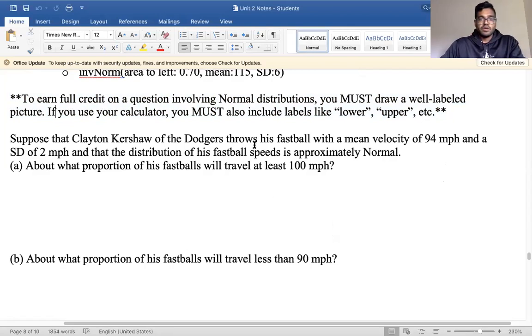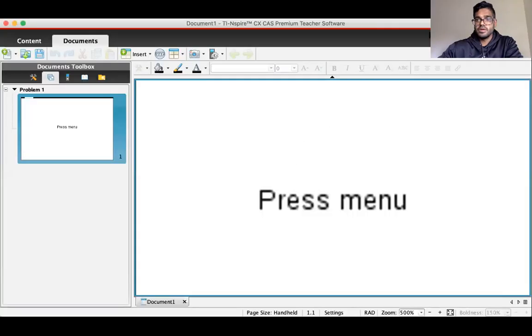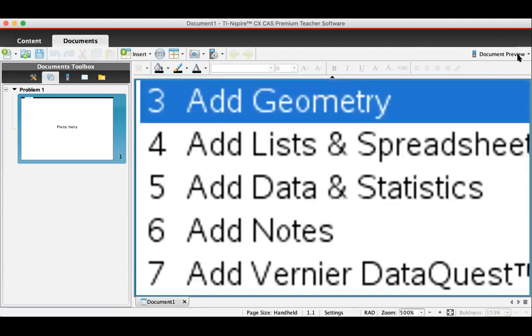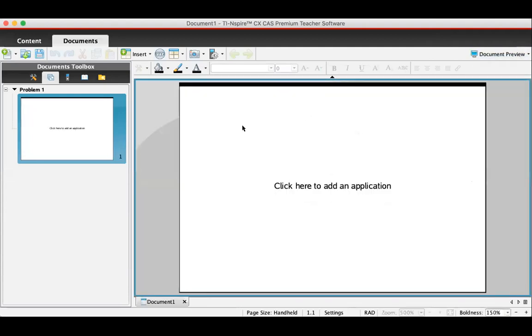So here the question is: suppose that Clayton Kershaw with the Dodgers has a fastball with a mean of 94 and standard deviation of 2, and the distribution is approximately normal. About what proportion of fastballs would be at least 100 miles per hour? Okay, so that's the question. And on the TI-Nspire, let me pull this up. So you're on your calculator screen if you're on the Nspire.